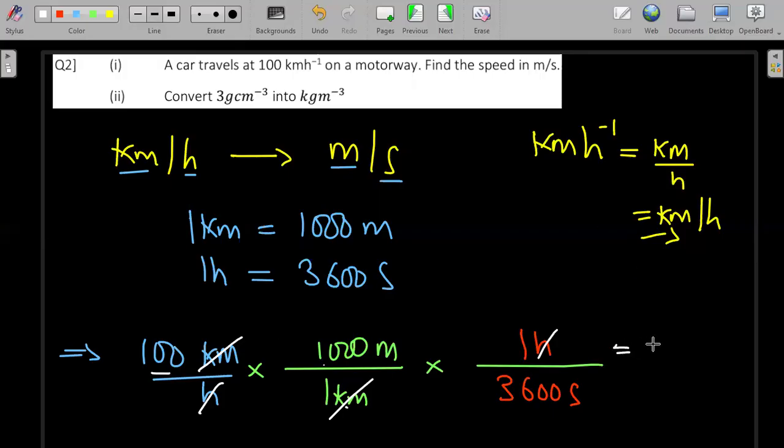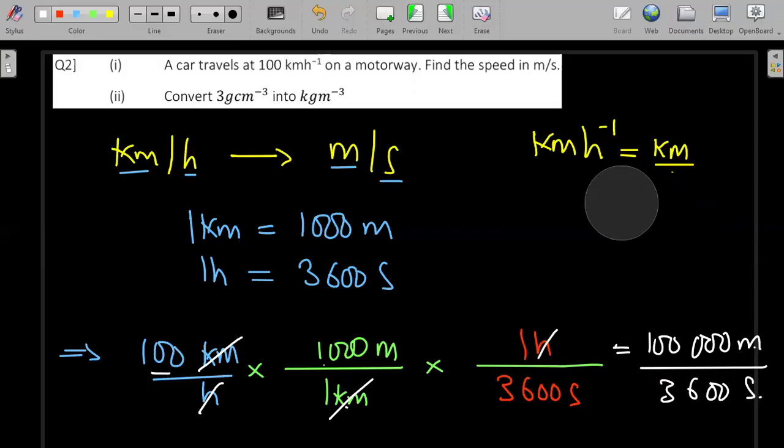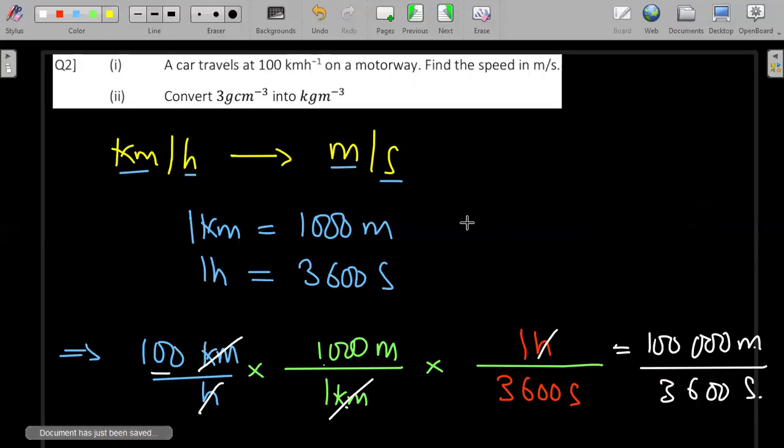So I get 100,000 meters divided by 3600 seconds. You can see our desired units are there, meters per second. Now we just have to divide that on the calculator. So let me write it here.